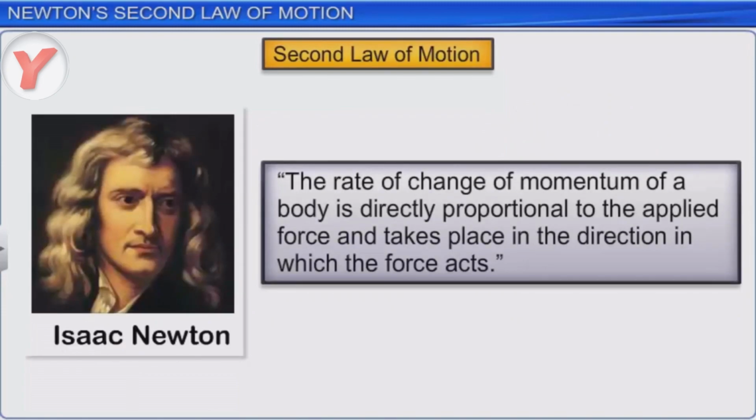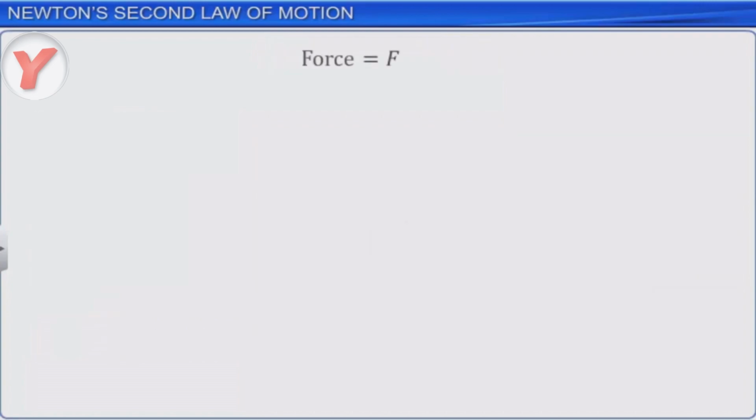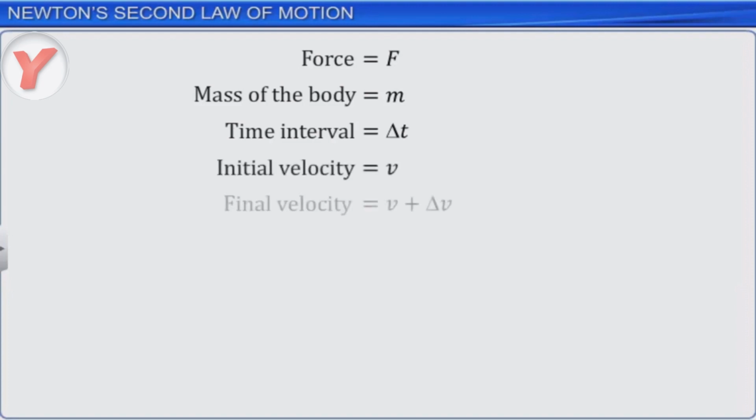the rate of change of momentum of a body is directly proportional to the applied force and takes place in the direction in which the force acts. Consider a force F being applied on a body of mass m for a time interval of delta t seconds. This results in change of velocity of the body from initial velocity v to final velocity v plus delta v.